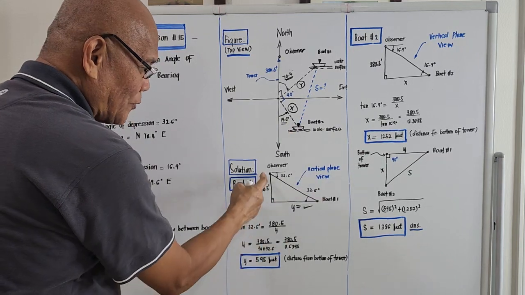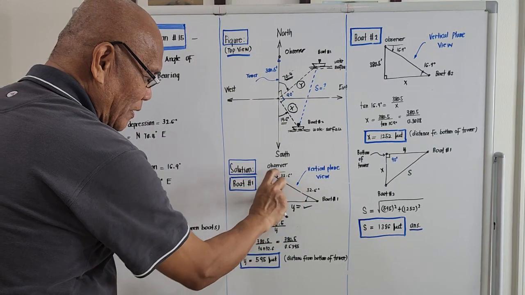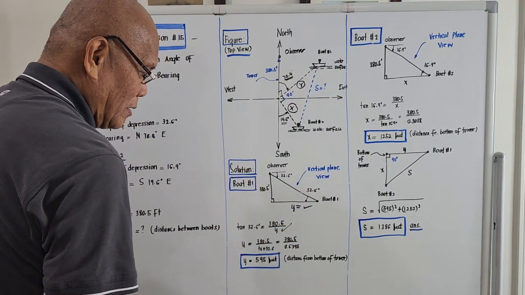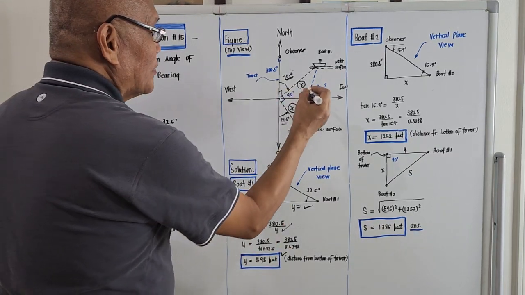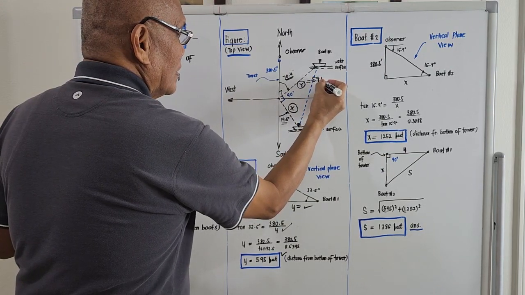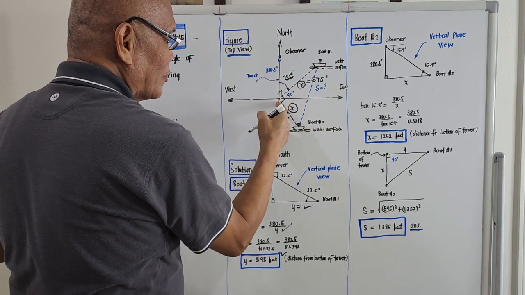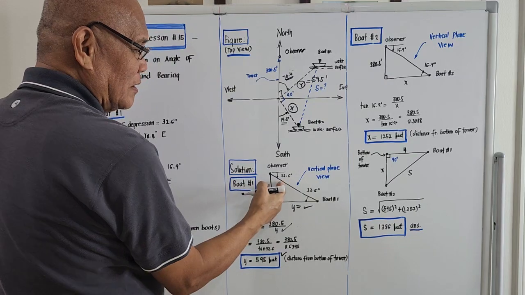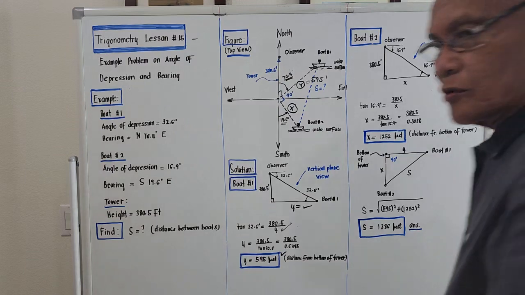So tangent is opposite over adjacent. Tangent 32.6 will be 380.5 over y. And we can compute for y. Y is 595 feet. So on the given problem, y is actually 595 feet, the distance of the boat with respect to the bottom of the tower, if the angle of depression is 32.6 degrees. Okay, easy. For boat number 2, there is also a right triangle.